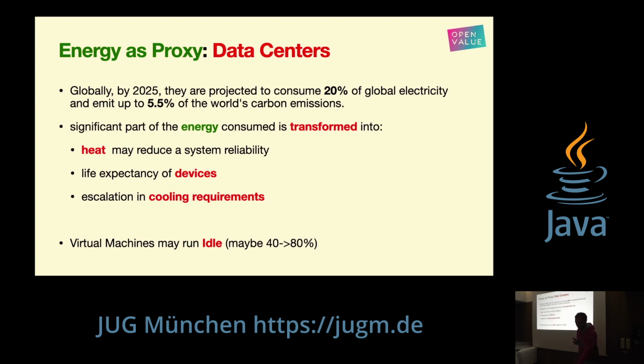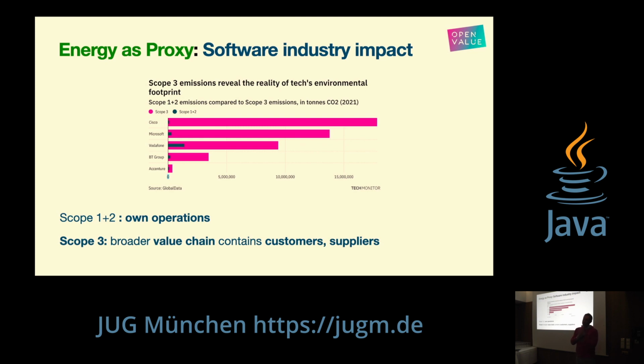So when you put it into a different projection, the impact of the software industry, there was a research recently published in 2021 done by Tech Monitor. They tried to divide the emissions by the software itself, which is scope 1+2, and scope 3, which contains the whole value stream. It contains the customers and suppliers. They put it into the equation, and they have, I think, a pretty large number of contributors to this.